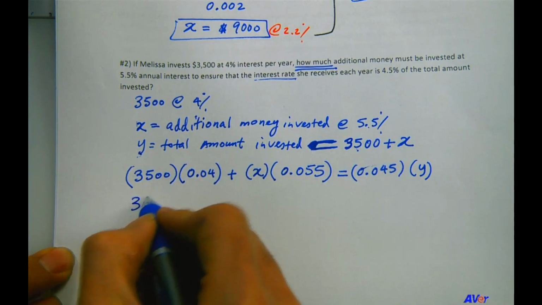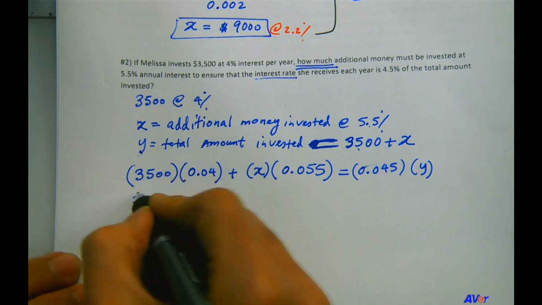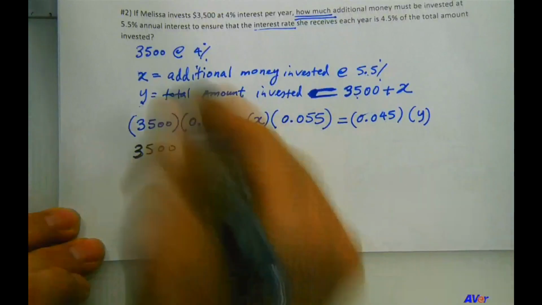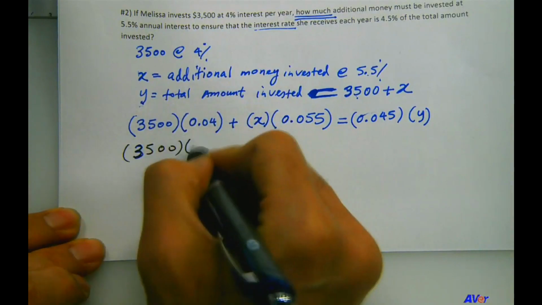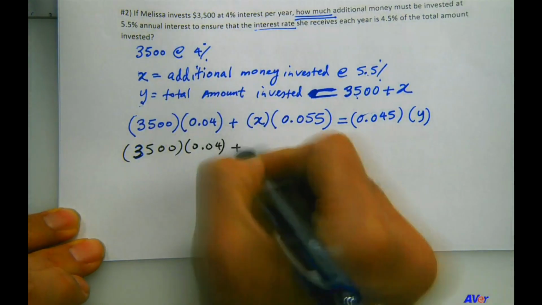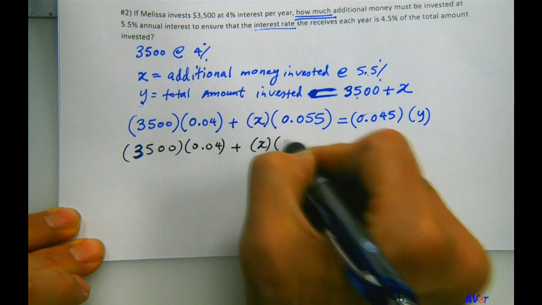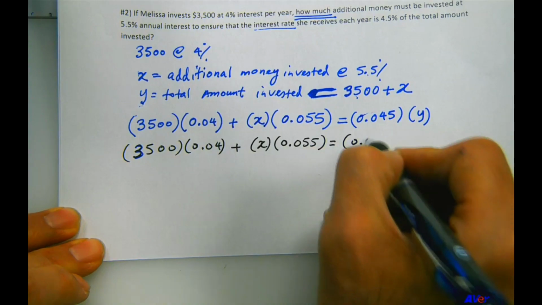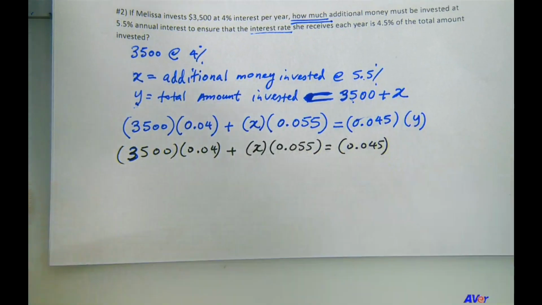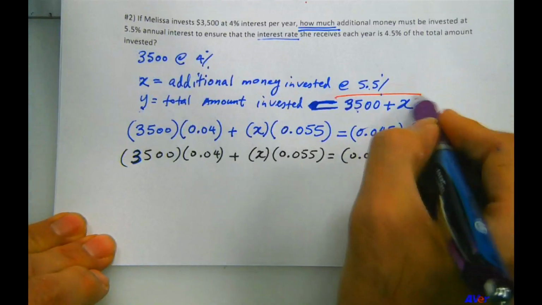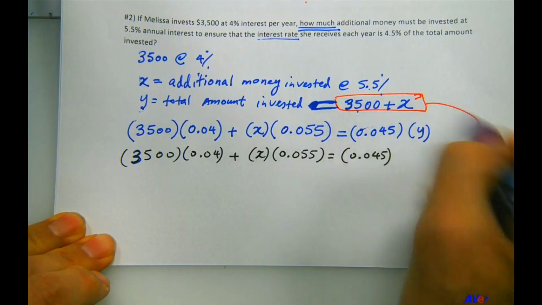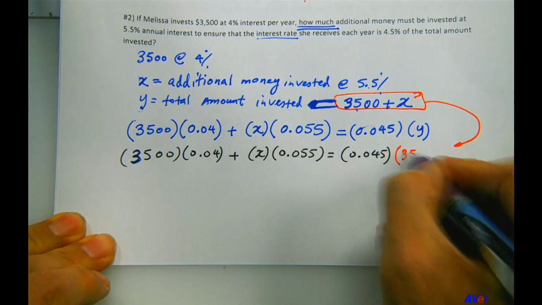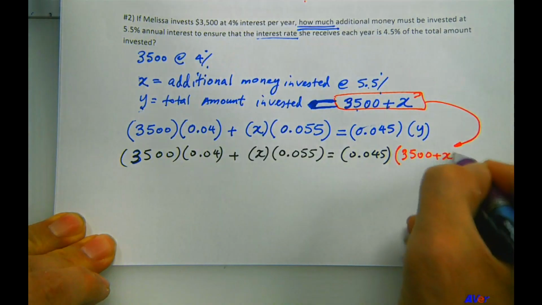So we have 3,500 times 0.04 plus X times 0.055 equals 0.045 times 3,500 plus X.